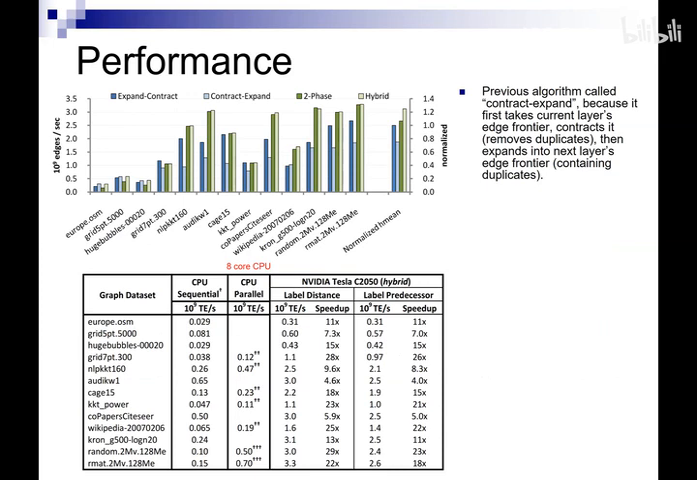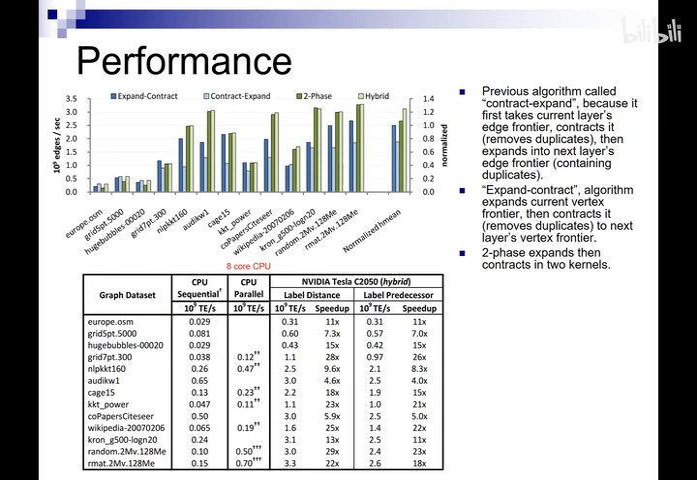Then after we put all this stuff together, we can look at the performance. The previous method was actually called the contract-expand method, because it first takes the current layer's edge frontier and removes all of the duplicates, so it contracts it. Then it expands into the next layer's frontier, and the next layer's frontier can actually contain duplicates.